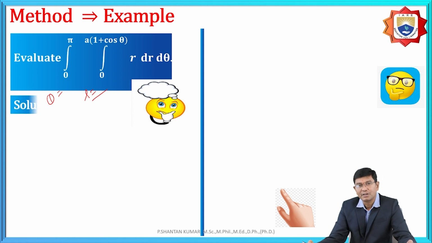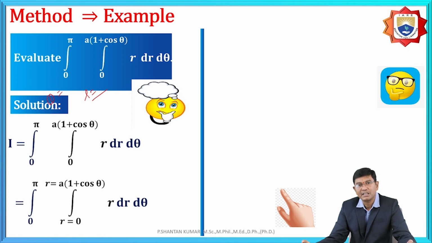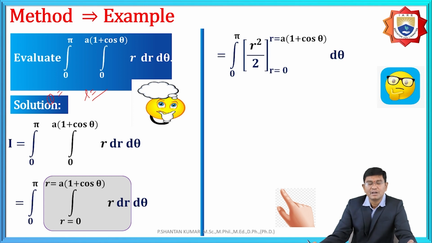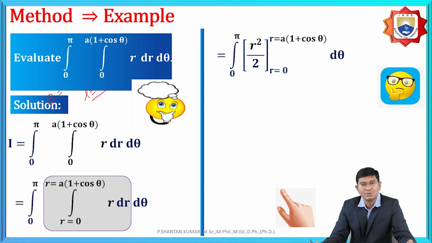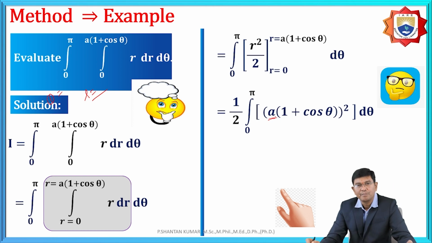Therefore that is r square by 2, and again the limits are between 0 to a(1 + cos theta). By replacement of the upper limit, it is (a(1 + cos theta)) whole square by 2, because the lower limit is 0. And again here a square is a constant, you need to take it out common outside, that is a square by 2.